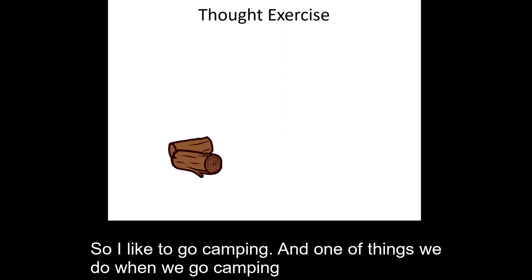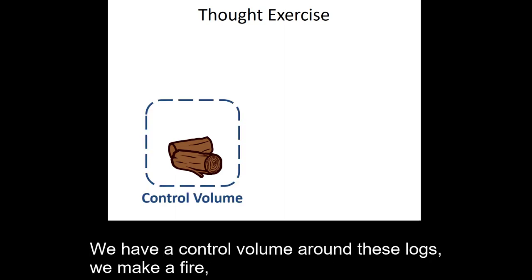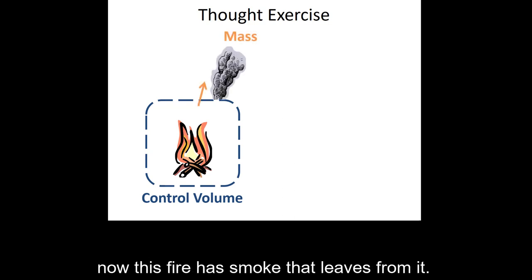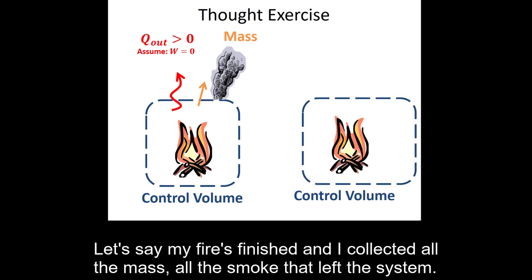So I like to go camping. And one of the things we do when we go camping is we burn wood to make a fire. We have a control volume around these logs. We make a fire. Now, this fire has smoke that leaves from it, and we're also having heat leave our control volume.